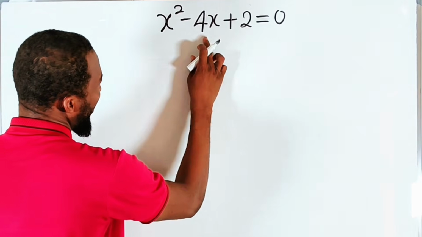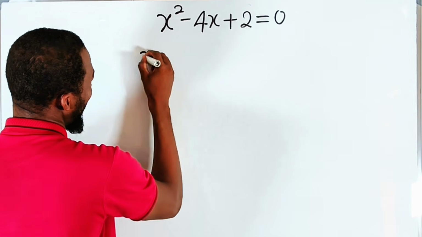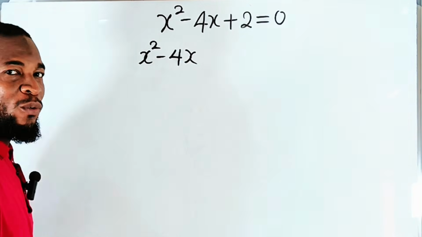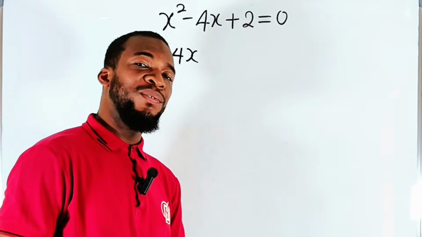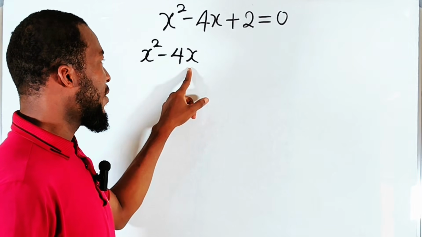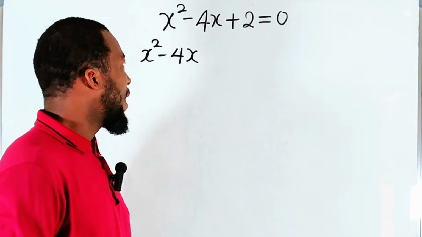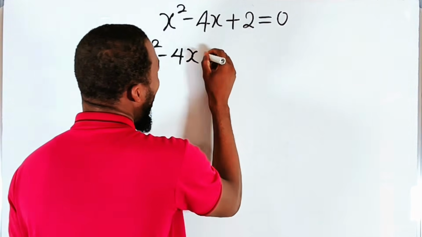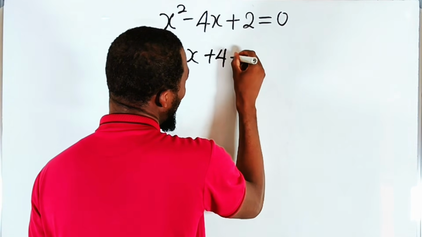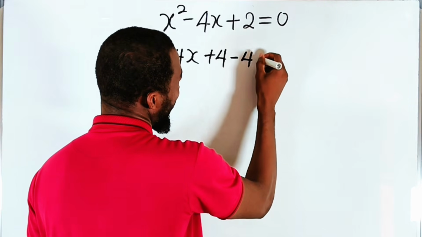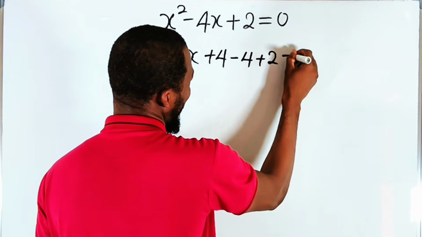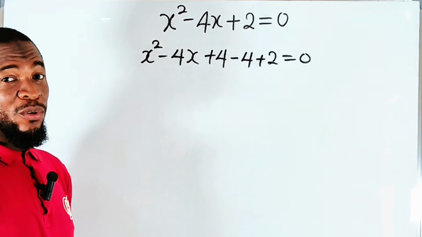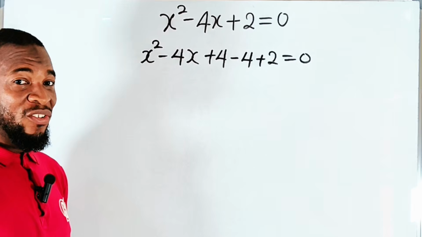I want you to rewrite the first two terms. So we have x² minus 4x. Add something here, which is the square of half the coefficient of x. The coefficient of x is what? -4. And -4 divided by 2 is -2, squared is 4. So add 4 and instantly remove it. Then drop down +2 here. This is equal to 0. Can you see that -4 minus 4 is 0? So it's like we have added 0, which will not change anything.